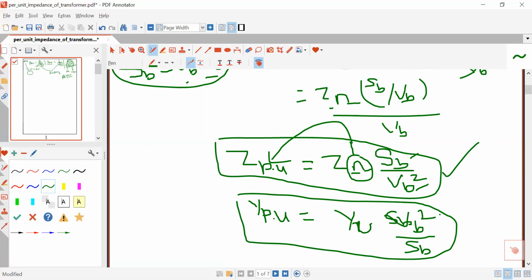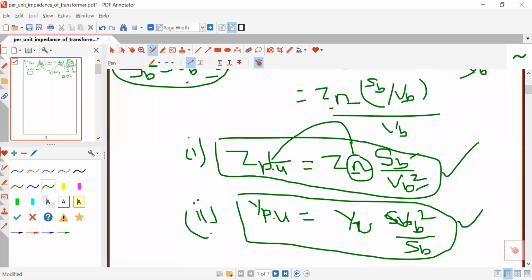And you must remember these two formulas. This is very important, and it is often required when you do the analysis of power system. You will see this formula is very useful for you. It is often required to convert ohm in per unit system.